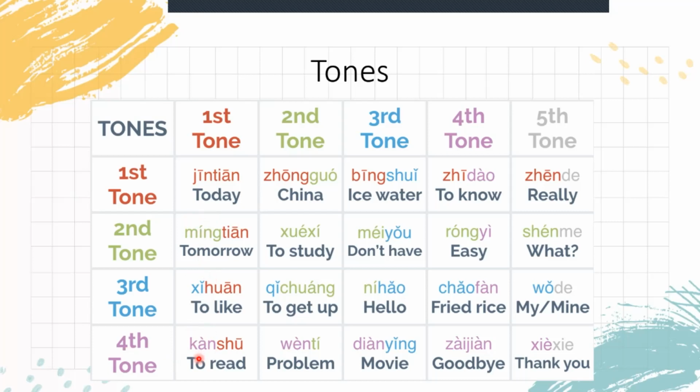So 今天, you look at the first one. We have first tone and first tone. So the first tone is 今 with the word 天. Okay, 今天, both first tones, they are combined together. So you have to be soft. 今天. Okay, 今天. What is the meaning of 今天?